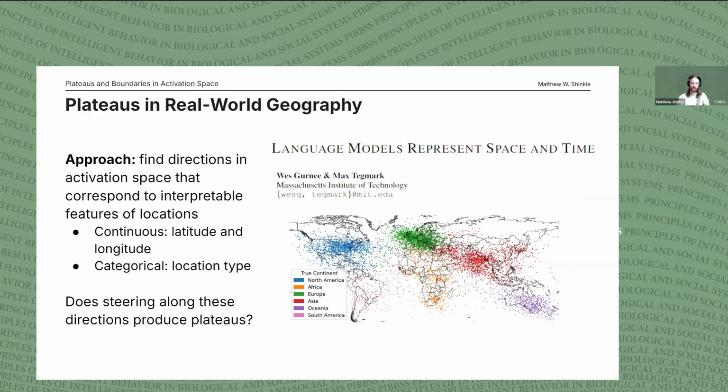I then took a random one of these locations and gradually steered activations in response to that location along either one of the continuous directions, so latitude or longitude, or along the categorical direction based on structure type. And what I was hoping to find was some kind of difference in the resulting activation plateaus from steering along these different directions.